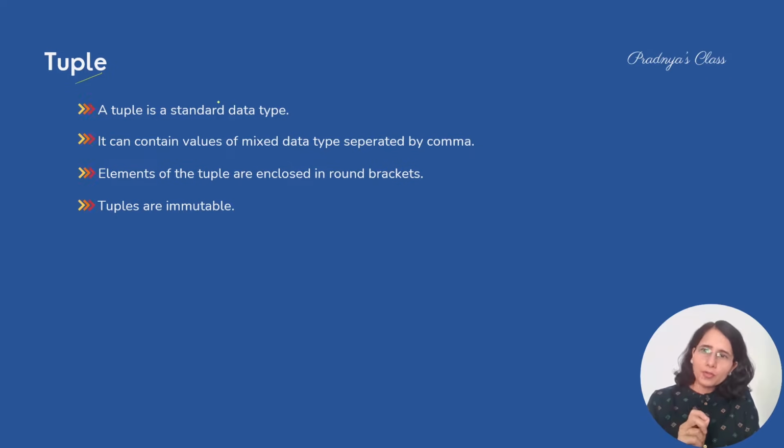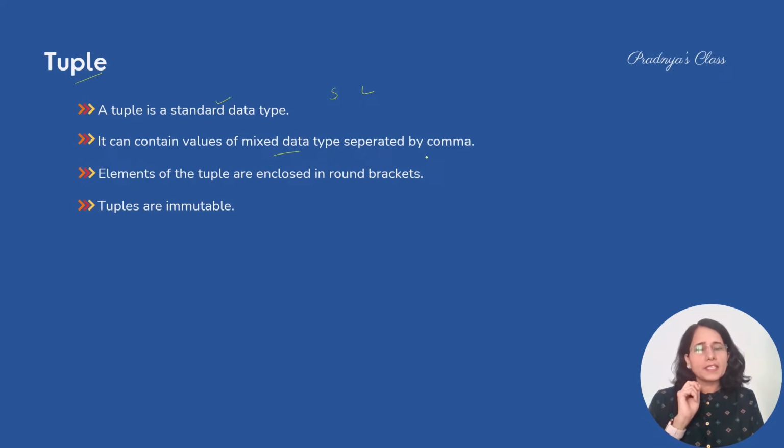Tuple is also a standard data type provided by Python, like string and list. It can contain mixed types of data which are separated by commas, and we enclose these elements in round brackets, or we can call it parentheses. The important property of tuple is that tuples are immutable, meaning we cannot change the content of the tuple in place.